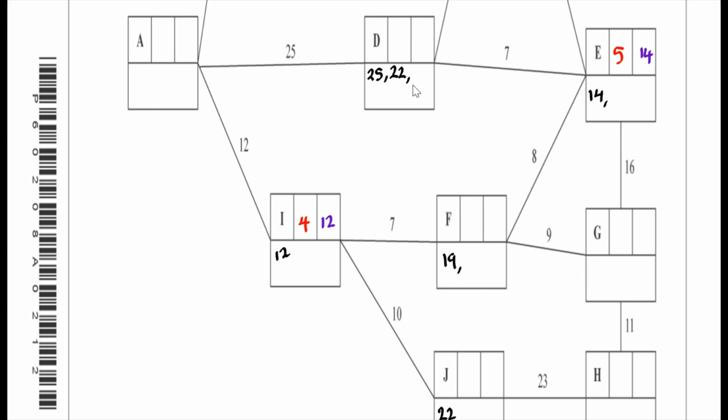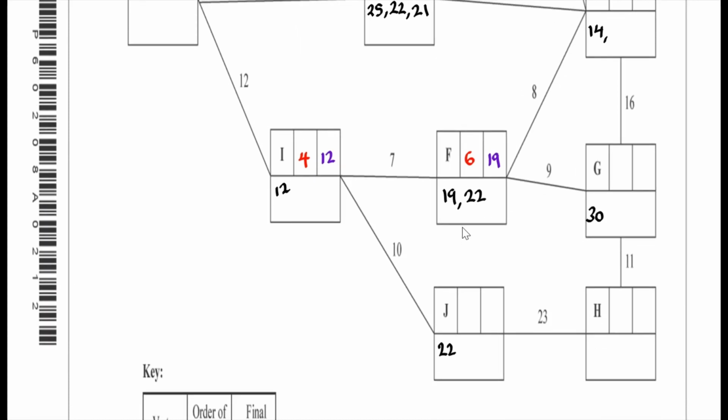14 plus 7, that's 21. 14 plus 8, that's 22. 14 plus 16, that's 30. And that's all we can fill in for now. And therefore the smallest one over here would be this 19. So the 19 we take into this box and we label F with the number 6.